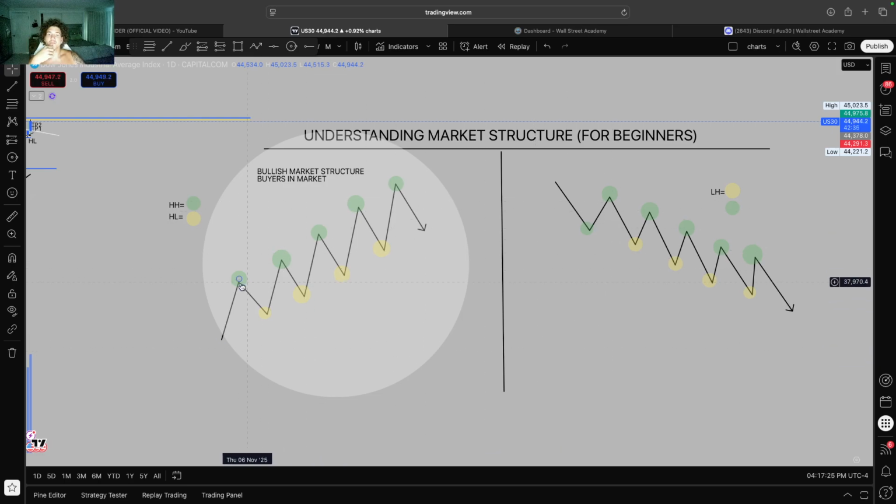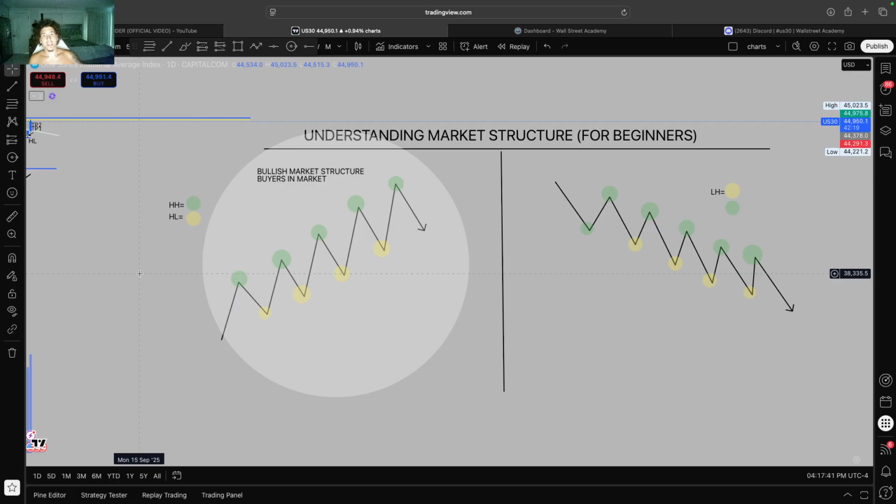Okay, so market structure is nothing but a natural flow of the market created by higher highs and higher lows, or lower highs and lower lows. All right, so that's market structure. That's just the definition of what it is.